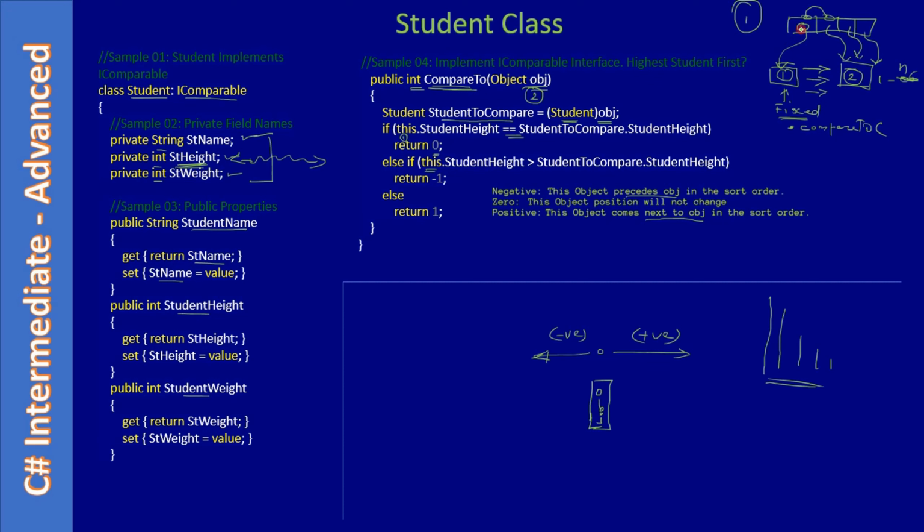Suppose the student height is the lowest one. Each time when we compare, this object comes next to the obj. That means this object moves towards left. Then when we compare, it moves next to this one. That way this object goes towards the last.